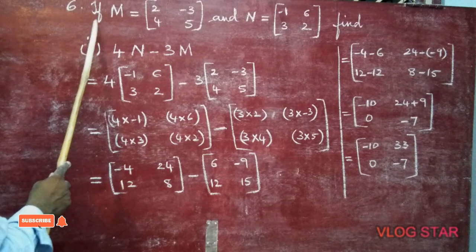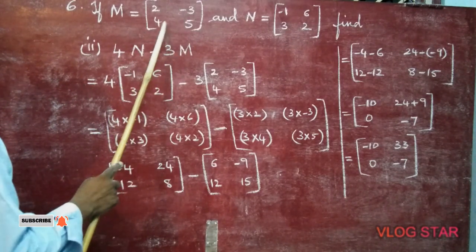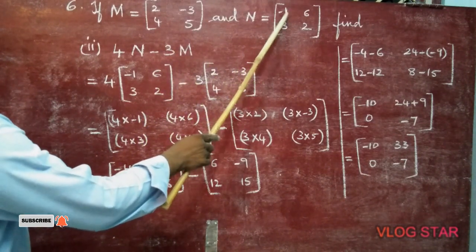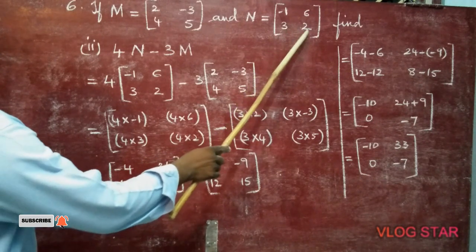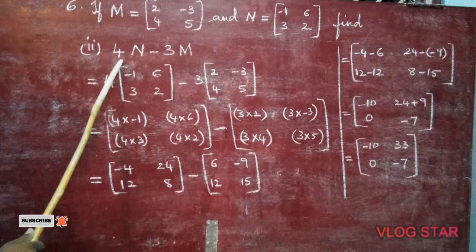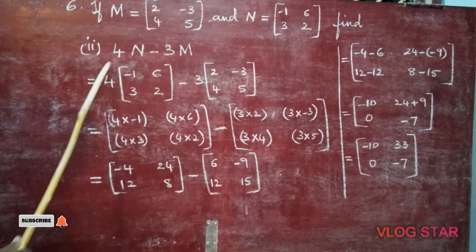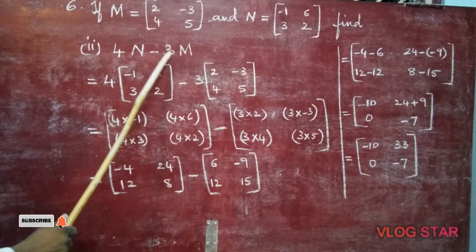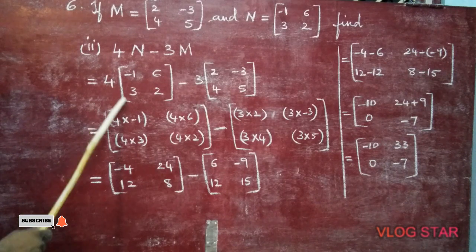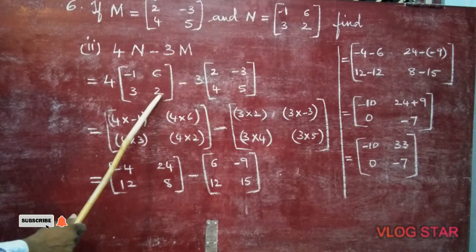Sixth problem. If M is equal to the matrix 2 minus 3 4 5 and N is equal to the matrix minus 1 6 3 2, find the second bit, 4N minus 3M. What is the meaning of 4N? 4 into N, minus 3M, 3 into M. So 4 into, what is the matrix? N matrix, minus 1 6 3 2.